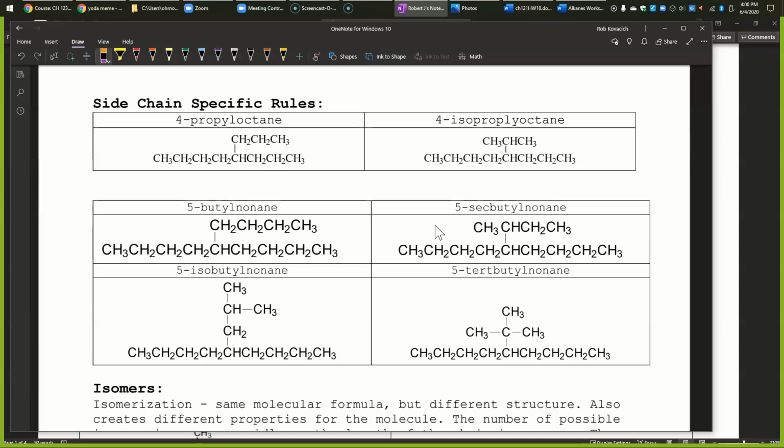Why is that one different? It's connected in the middle. So it can't have the same name because it's a different molecule. It has a different boiling point, melting point, flash point, ignition point. So it's a different substance, a different density. It's more or less chemically reactive. The one on the right's less chemically reactive. So I have to name it differently. So how do I name it differently?